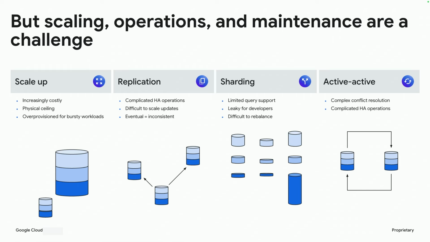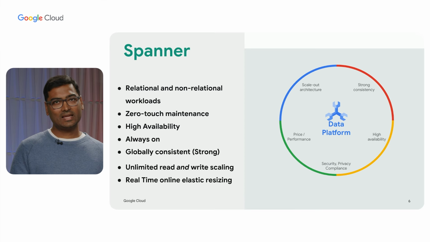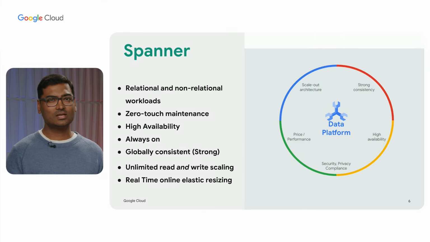But what if I told you we could skip all this drama? That's where Spanner steps in. We said that scaling, operations, and maintenance are the challenge, but Spanner flips the script. Spanner handles relational and non-relational workloads seamlessly. And remember all those HA complications we discussed in the previous slide? With Spanner, you get zero-touch maintenance and high availability.